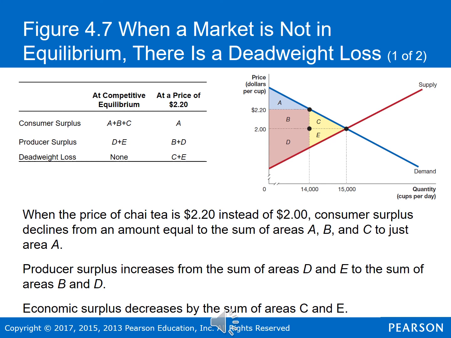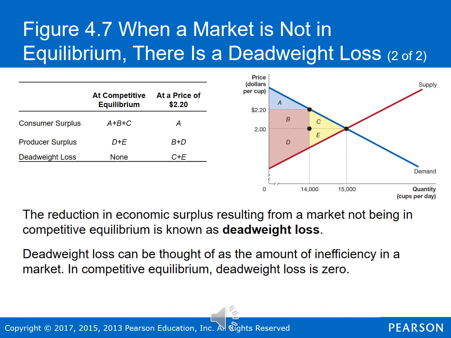Because these trades are not taking place, we call this the deadweight loss. This is a loss to society. There are potential trades that could have taken place that aren't taking place because we've moved out of equilibrium. So deadweight loss can be thought of as the amount of inefficiency in a market. In a competitive market equilibrium, the deadweight loss is going to be zero. There's going to be no deadweight loss because all the trades that could take place that are going to make people better off will take place. But when we're not in equilibrium, there are potential trades that could take place that would make both parties better off. These trades that don't take place are going to be the deadweight loss.